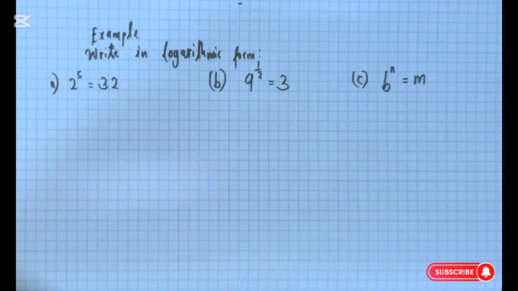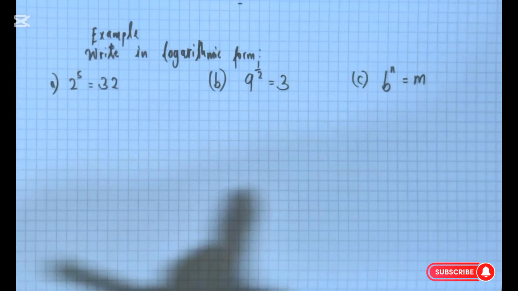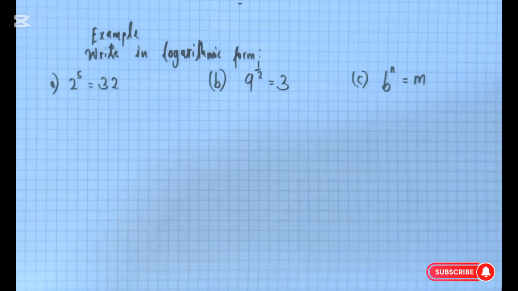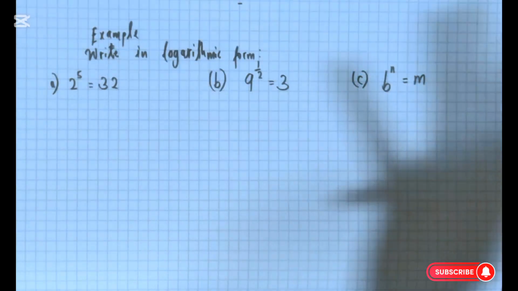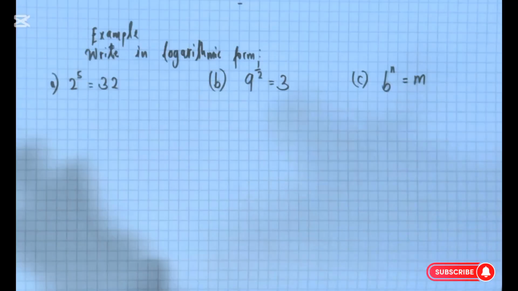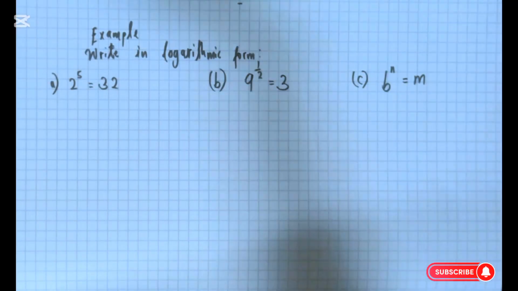All right, so for our first example, we are told to write in logarithmic form. We've been given some problems there in index notation, and we are asked to write them in logarithmic form. You should generally be comfortable writing from index notation to logarithmic notation, and from logarithmic notation to index notation. So we start with this particular one here.